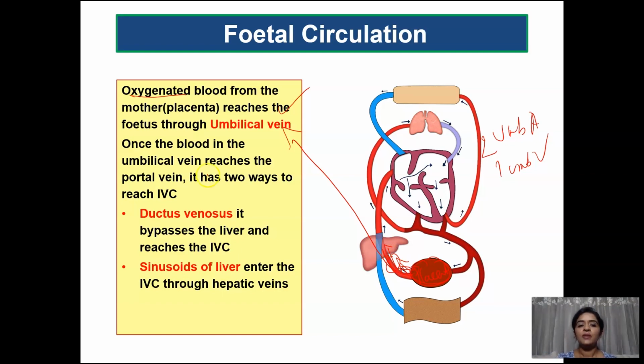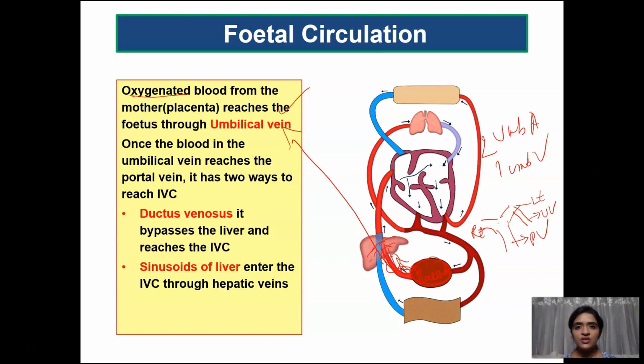So once the blood in the umbilical vein reaches the portal vein, in the liver we know that there is a portal vein which is divided into right and left branches. I will just show you how it is. So this is the portal vein, this is the left branch of the portal vein and this is the right branch. Okay, so our umbilical vein will reach the liver and it will enter into the left branch of the portal vein.